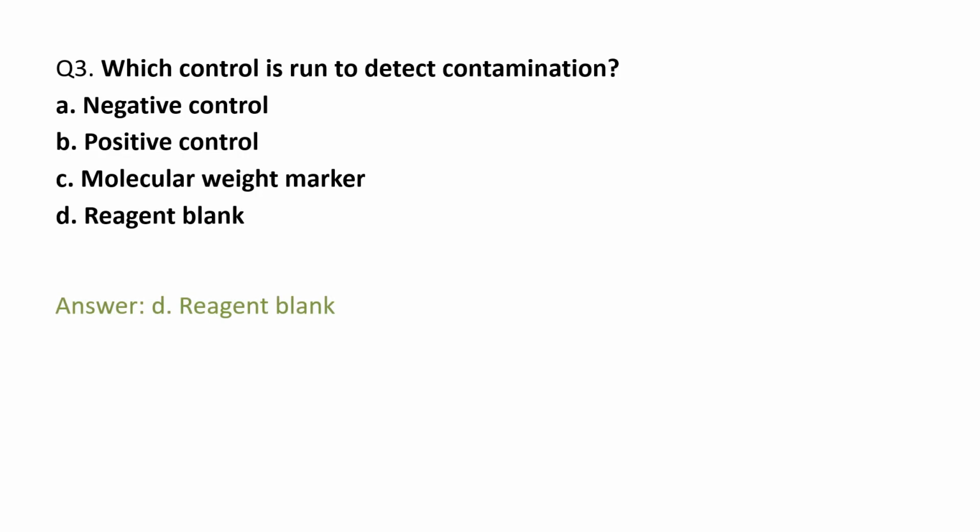The positive control is used to verify that the reaction works properly. It is something that you want to come out positive for the system. So it is for checking that the reaction works, and it is not for contamination detection. The negative control should not have the target, so it is different from detecting contamination.